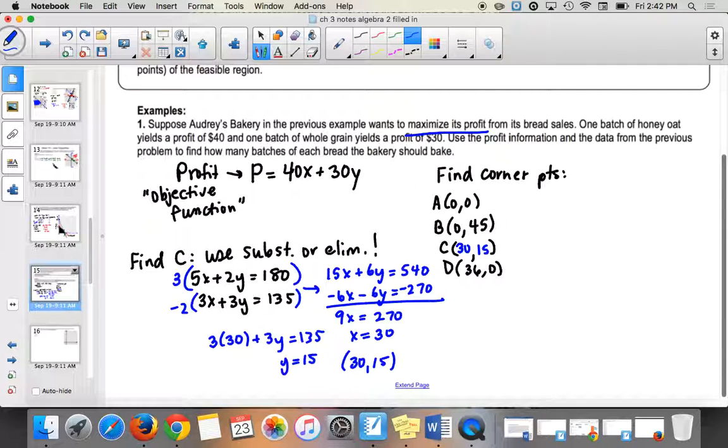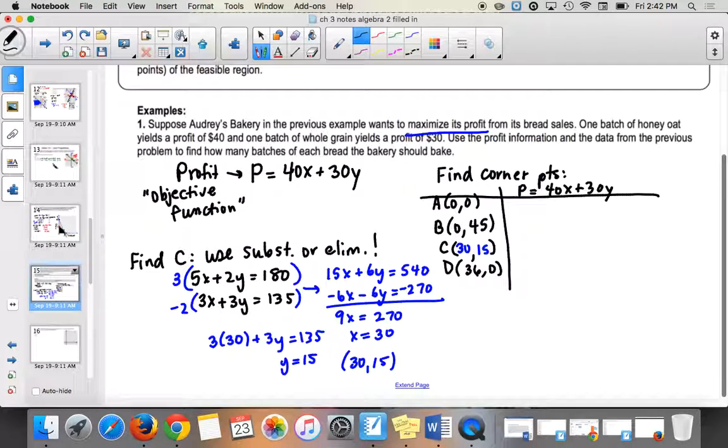It's a long problem, isn't it? There's a lot. All right, final step. We're trying to maximize the profit equation. So I usually do a little table, and I say P is equal to 40x plus 30y. All I do is plug each of these points into the profit equation to find the profit for each one. So the first point, what do we get for a profit?